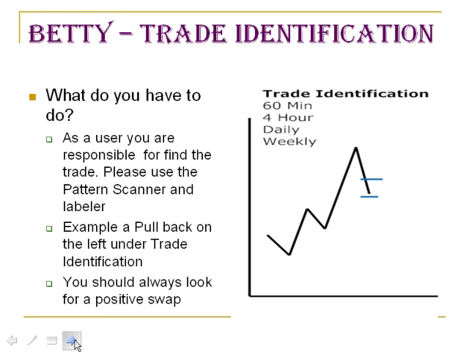You should always look for a positive swap, and I guess that's on the right. Well, it depends on if it's a military right or your left. But you use the 60-minute, the 4-hour, daily or weekly to identify this.